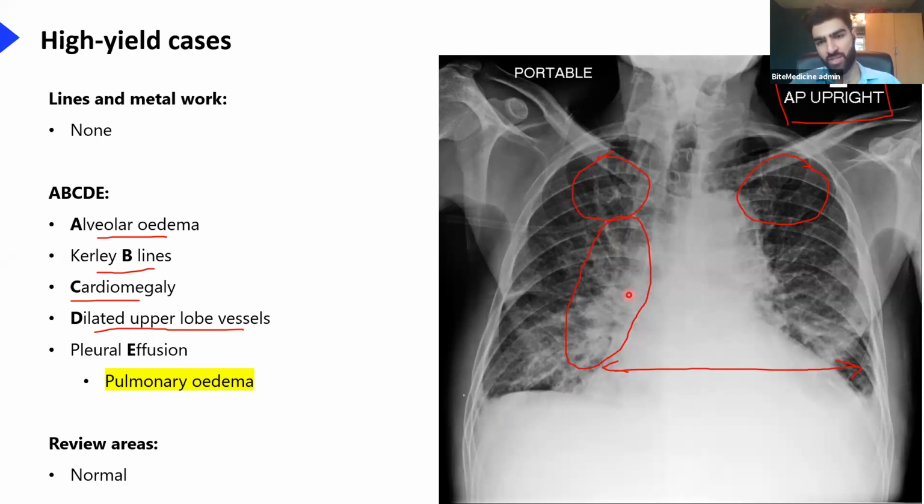So this is pulmonary edema. And the reason I think this is due to heart failure is because even though it's an AP film, the heart looks quite big. So they've probably got some heart problem, which is causing the pulmonary edema.